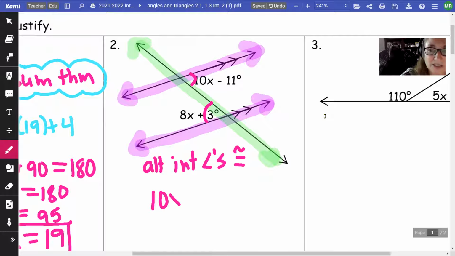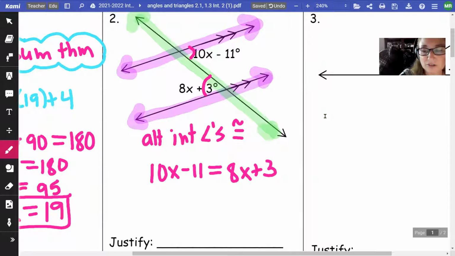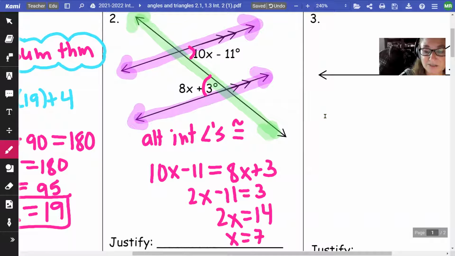So I would take 10x minus 11, and I would set it equal to 8x plus 3 because they have to equal the same thing, and then I'd solve. So I'd minus 8x from both sides and get 2x minus 11 equals 3. I'm going to add 11 to both sides. I get a 14, divide by 2, and I get a 7. And that would be my x, and then I could put 7 into x in both of those angles and come up with the actual value.